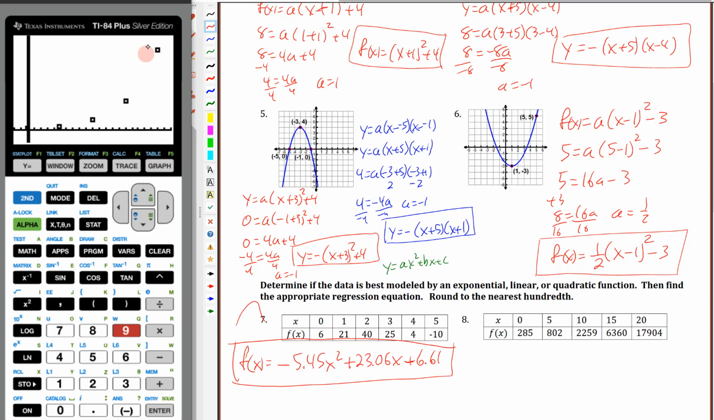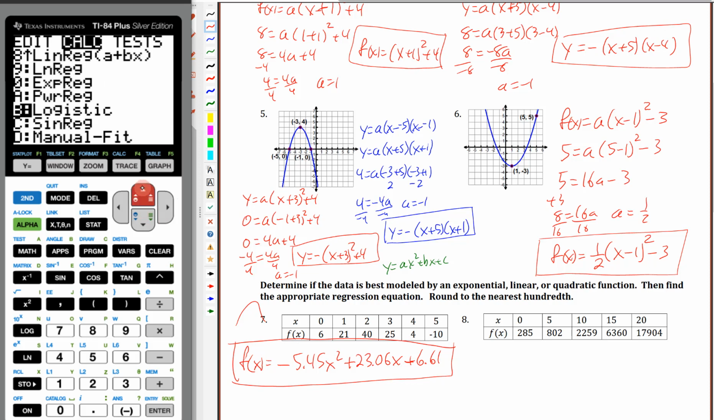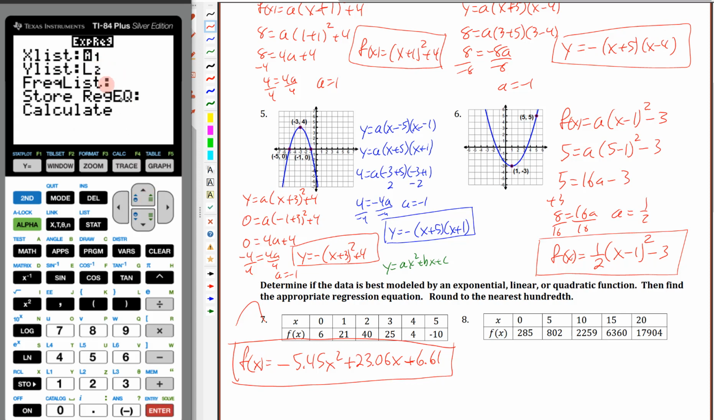And you'll notice that we definitely don't have a line. We've got something that runs along here and then gets really big. That's probably an exponential. So we're going to come back here to stat. We're going to calculate. We're going to do an exponential regression. Exponential regression is the 0. So you can either hit 0 or go to exponential regression. L1 and L2, we're going to come down here, have it calculate, and we get this right here.